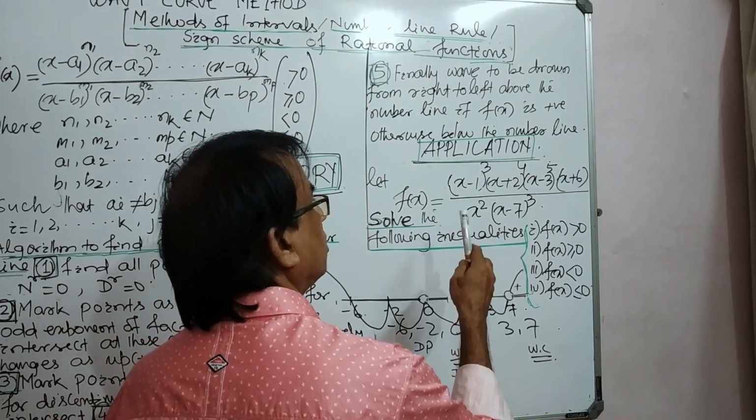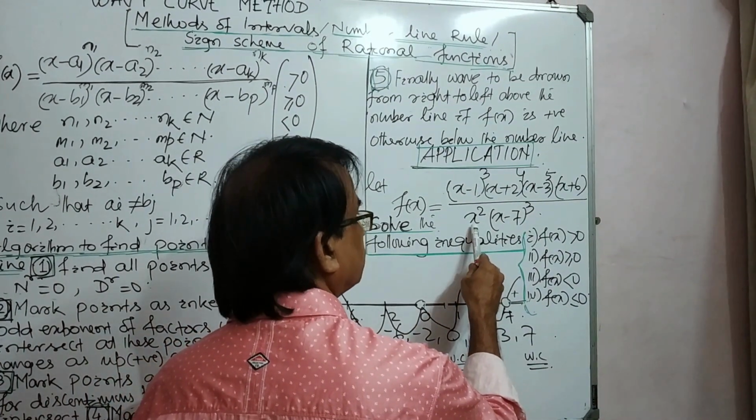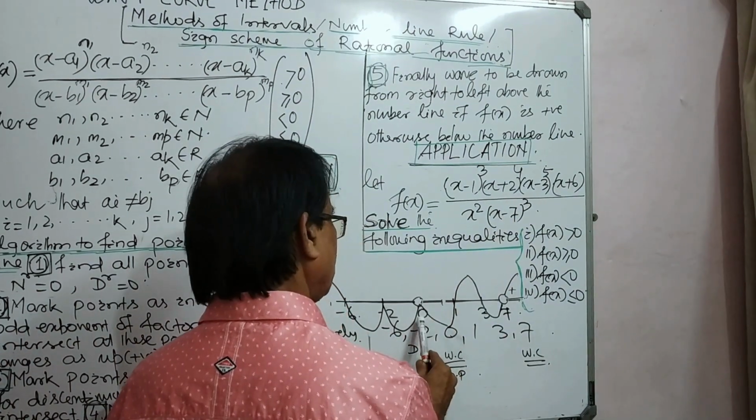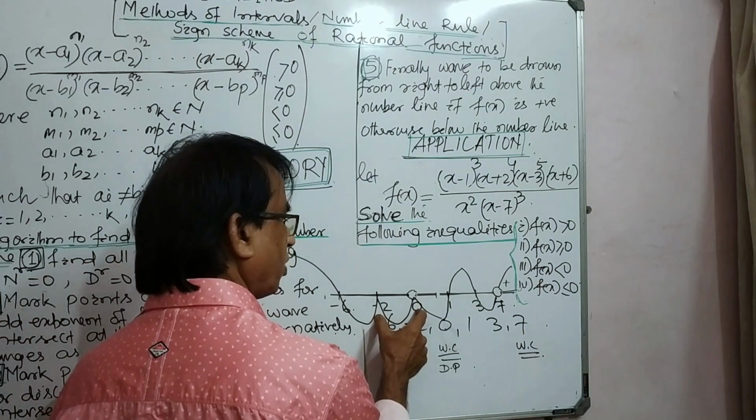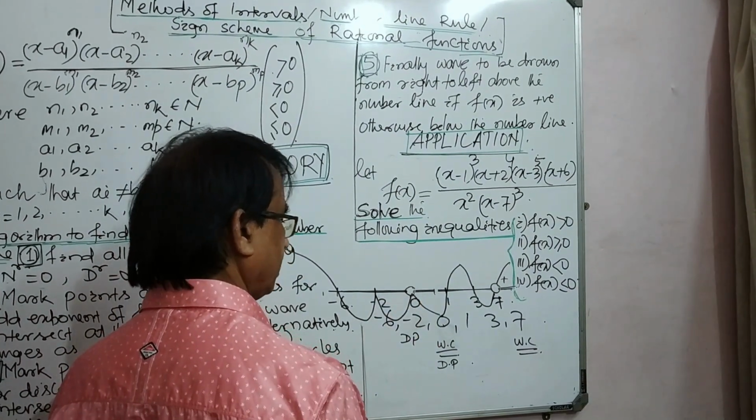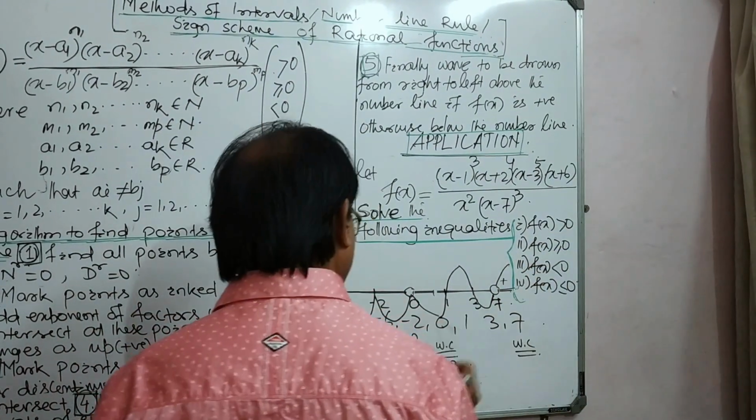And coming to the even exponents, 0 and minus 2. It is a double point. 0 and minus 2 are double points, and the wave remains on the same side. Now coming to f(x) greater than 0.